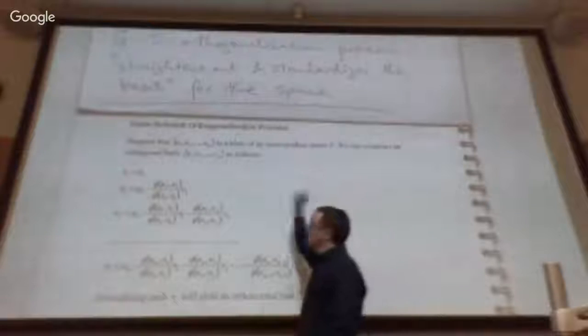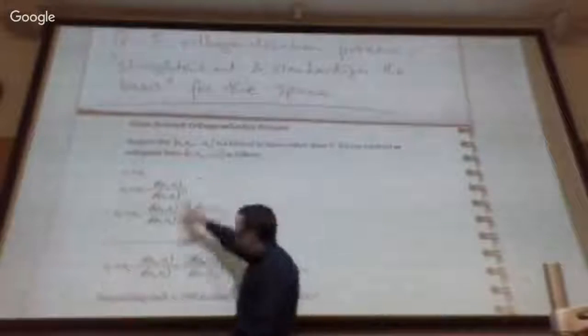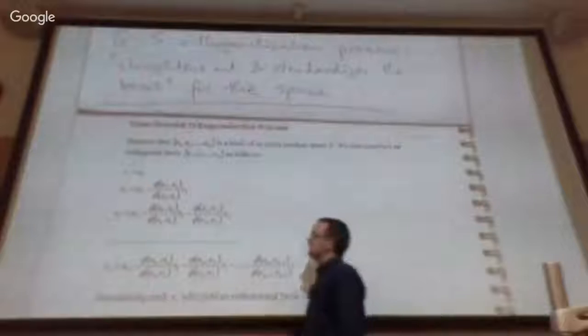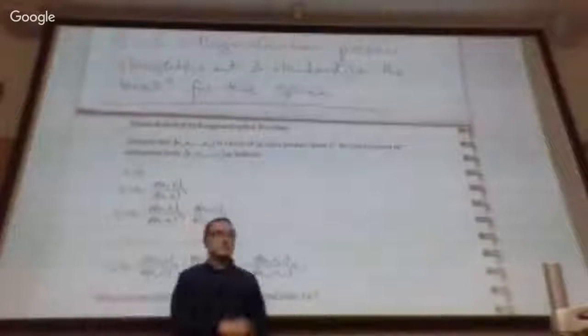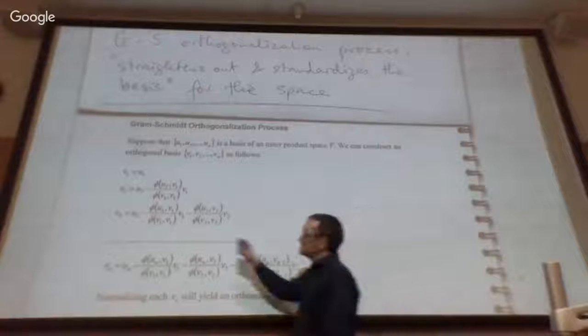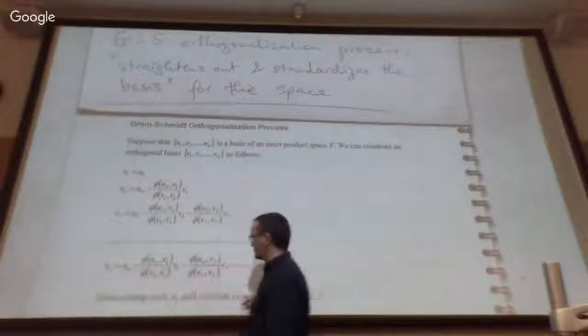What the orthogonalization process does is produce a new set of vectors, v1 to vn. The property they'll have when they come out of this process is that the v's will all be orthogonal to one another. You take the inner product of any v with any other v, you're going to get 0. It doesn't do the standardization step. We have to do that afterwards.